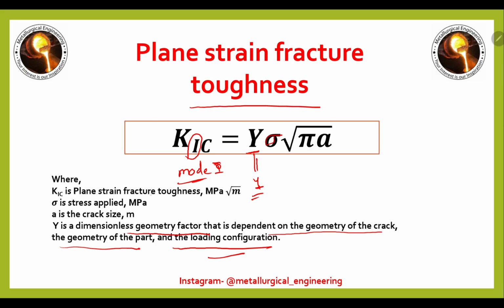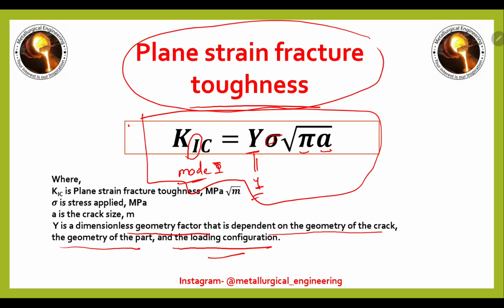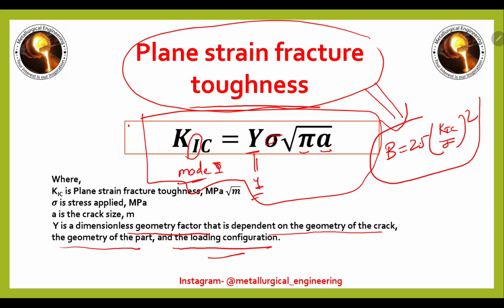Then sigma is the stress applied on the material, times square root of pi and a. a is the crack size. So in this you can easily get one numerical. One more thing here: for this plane strain fracture toughness, you have some condition. You should remember that the thickness required is 2.5 multiplied by (K1C divided by sigma) squared. So this is the condition for plane strain fracture toughness. If you have this much size of the sample, then only you can determine the K1C. Otherwise, it is not possible to determine the K1C value.